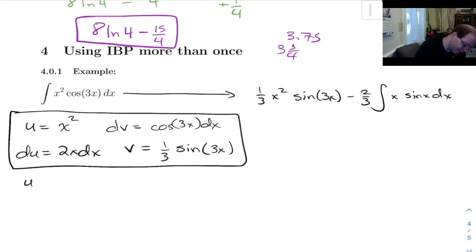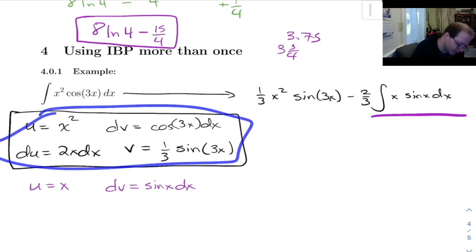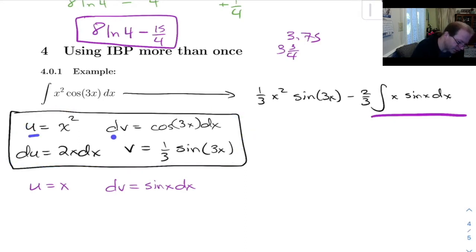I'm going to come down here. I'm going to let u, for this one, tell you what, I'm going to do this in a different color. For this over here, I'm going to let u equal x and dv equal sine x dx. You might say, is it okay to reuse my u and v? And if you wanted to, you could use capitals or something like that. But it's okay to reuse u and v because notice, we only used them briefly in here in order to rewrite it. So we're kind of done with this u and v.